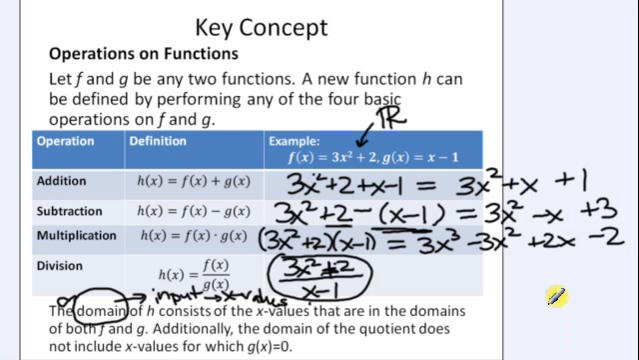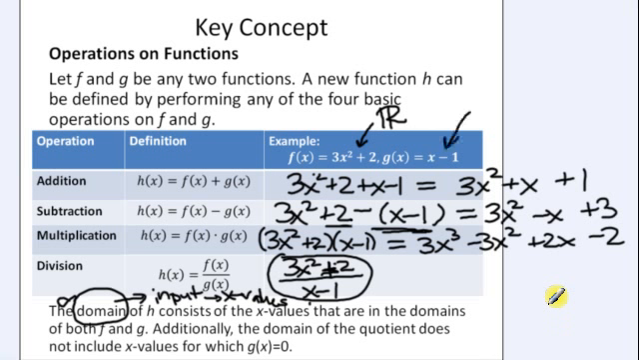Another way of thinking about this is that I could plug in absolutely any value for x and get an output. I could plug in positives, negatives, I could plug in decimals, I could plug in fractions, and I will get an output value. And the same thing goes for g of x.